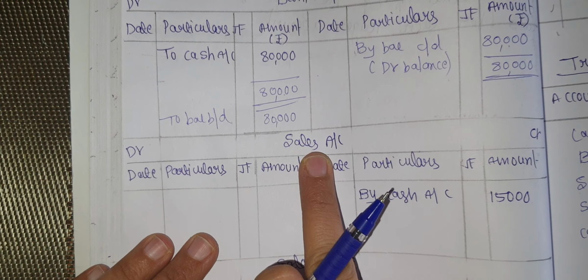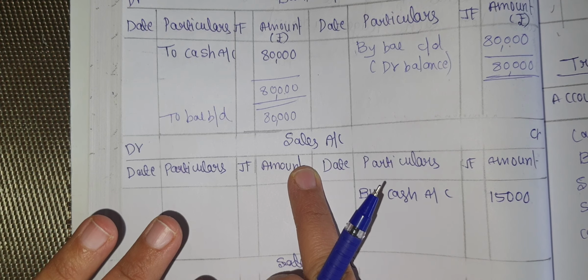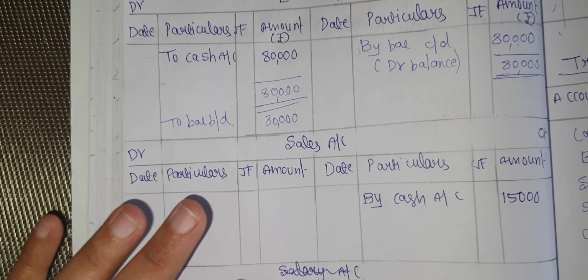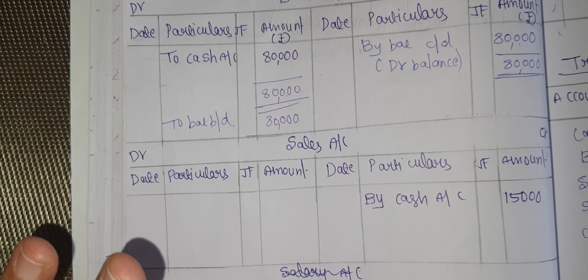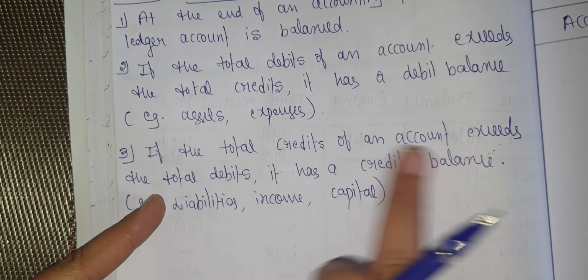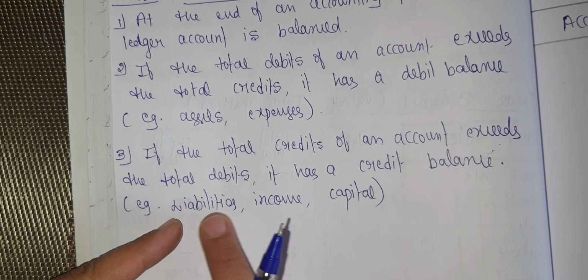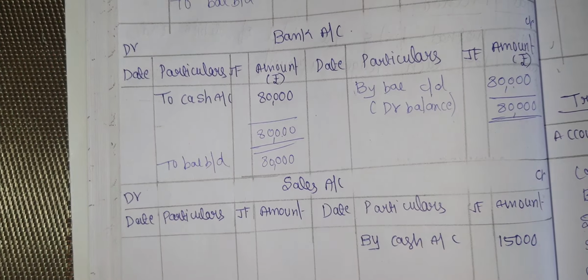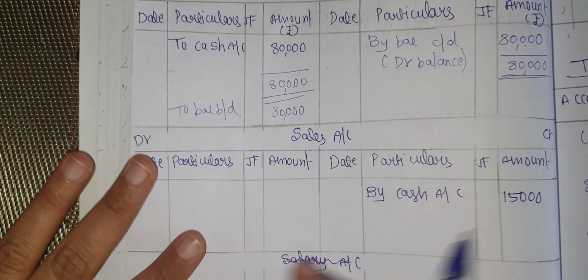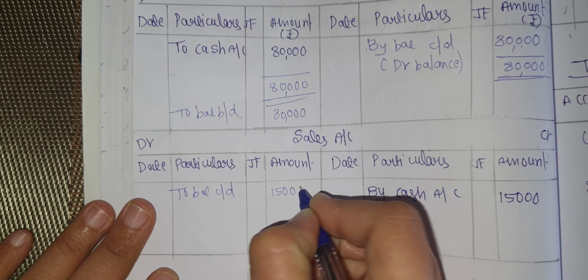Next one is the sales account. Sales is what? Sales is an income. Correct. So what is the rule here? If the total credits of an account exceed the total debits, it has a credit balance. For example, liabilities, income and capital. Let's see, in the sales account the credit balance is more. On the debit side, there is no balance. So here, by balance carried on, that is rupees 15,000.